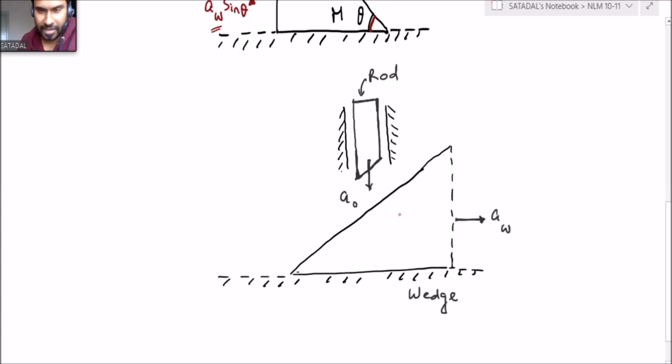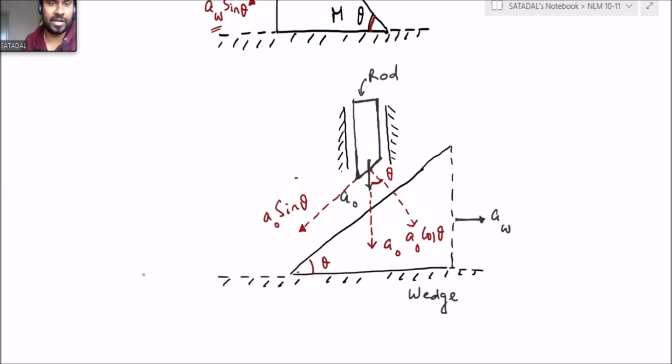Right? Fine. Now divide the component as I suggested. So this is going to be A0. If I take the component along the surface, what is going to be the component? If this is theta, then obviously this is going to be theta. So this component is A0 cos theta, and this is going to be A0 sin theta. I hope this is clear to everyone. It's a very simple component division.